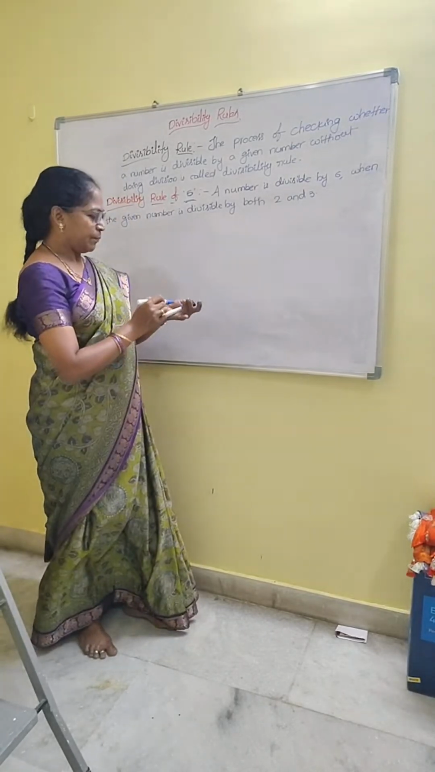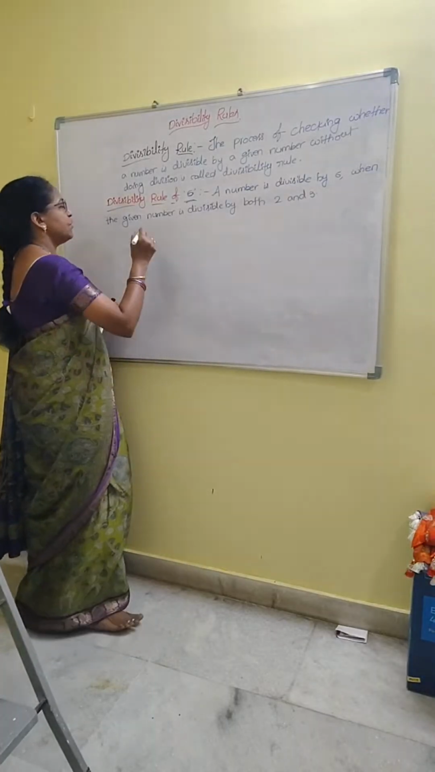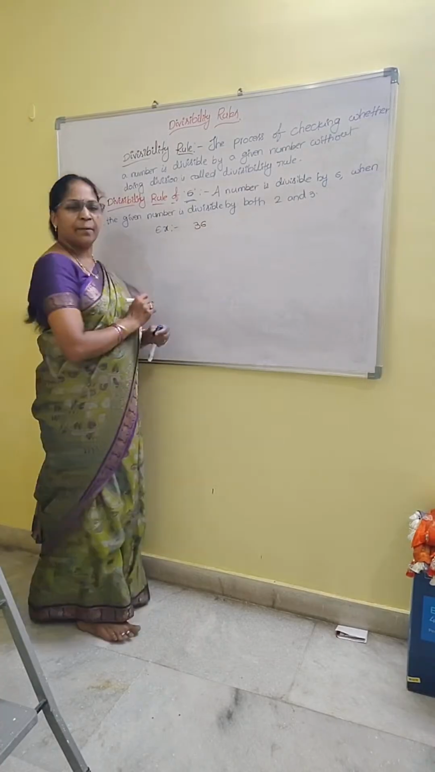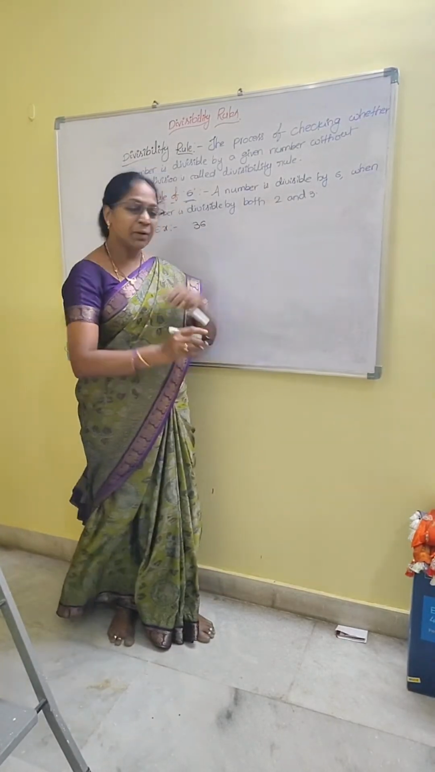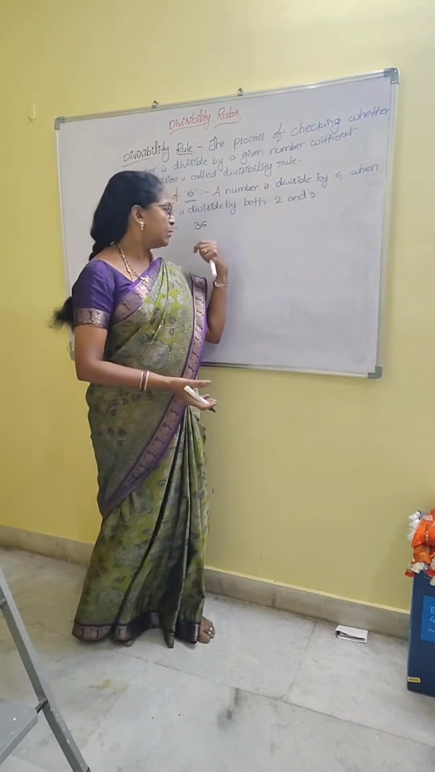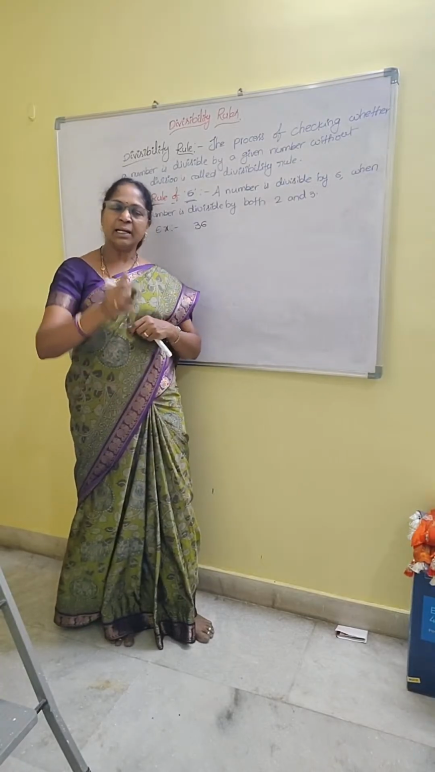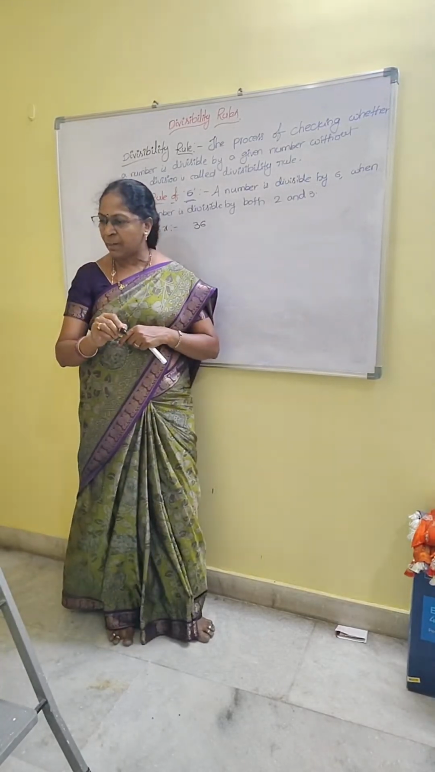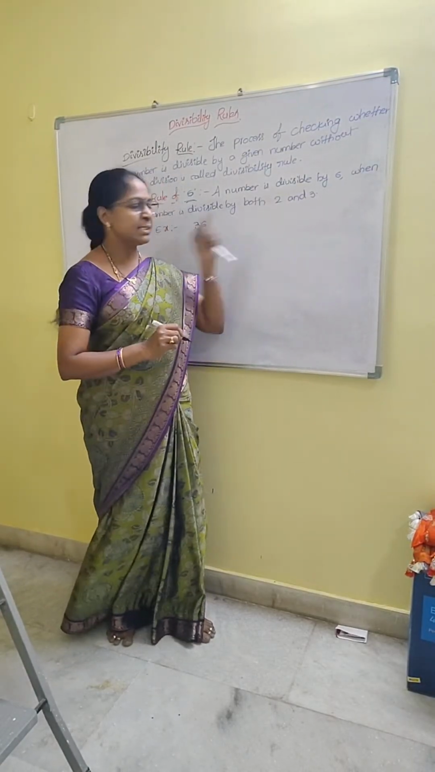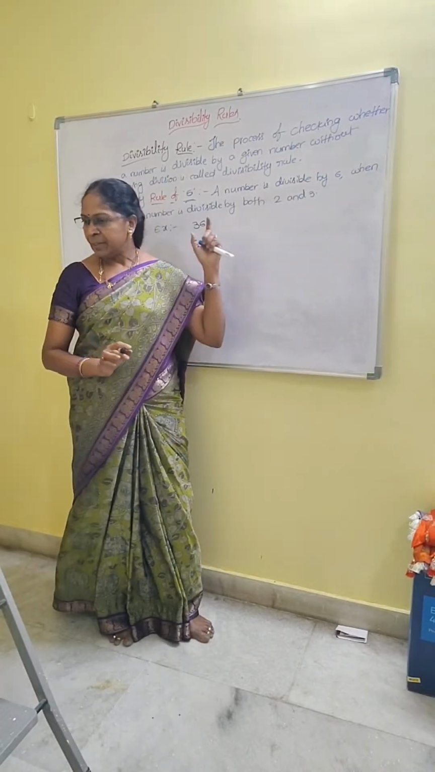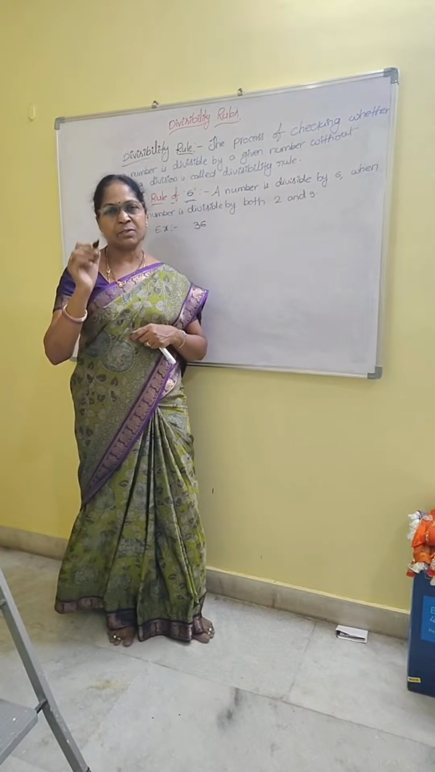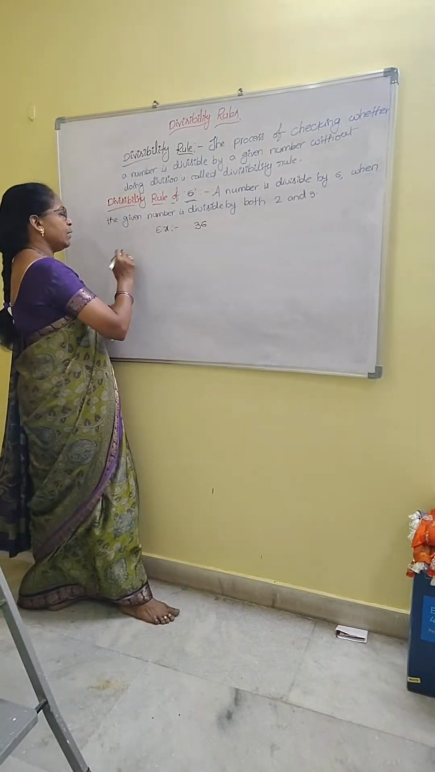So here, for example, 36 is a number. If this number is divisible by 6, you don't directly check with the 6 rule. The 6 rule is that if this number is divisible by both 2 and 3, then only the given number is divisible by 6. That means what you have to do? Here you have to check it with the second divisibility rule as well as the third divisibility rule.